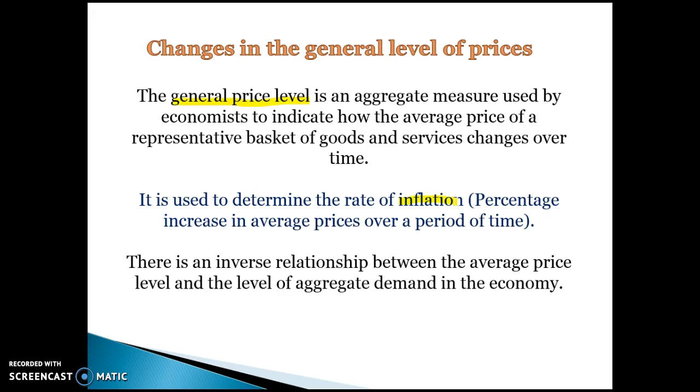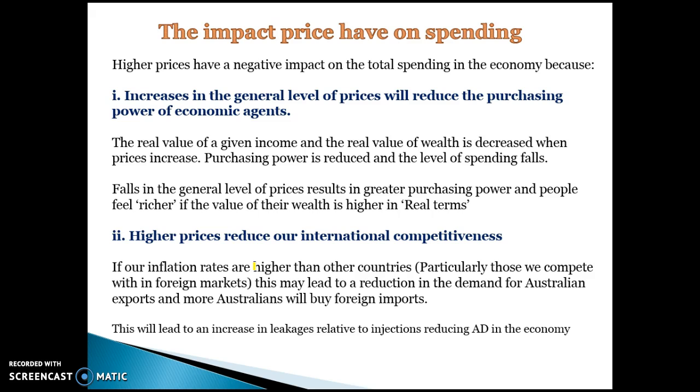So in any economy, there is an inverse relationship between the average price level and the level of aggregate demand. The higher the average price level generally causes a reduction in aggregate demand. In terms of the impact that prices have on spending, so this is the reason why the curve is inverse, increases in the general level of prices will reduce the purchasing power of economic agents.